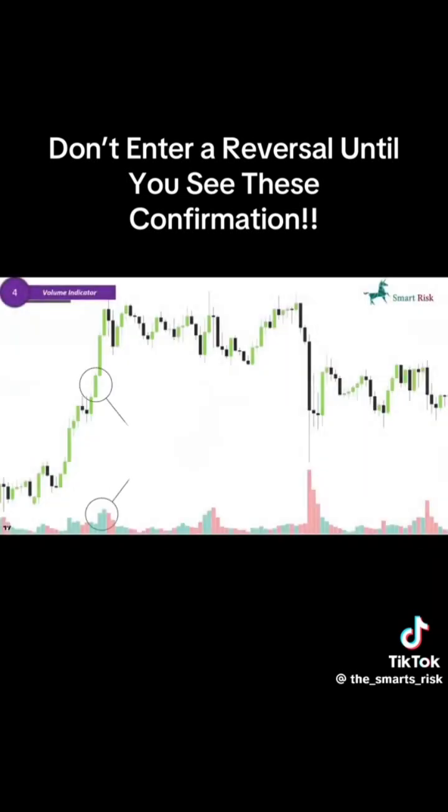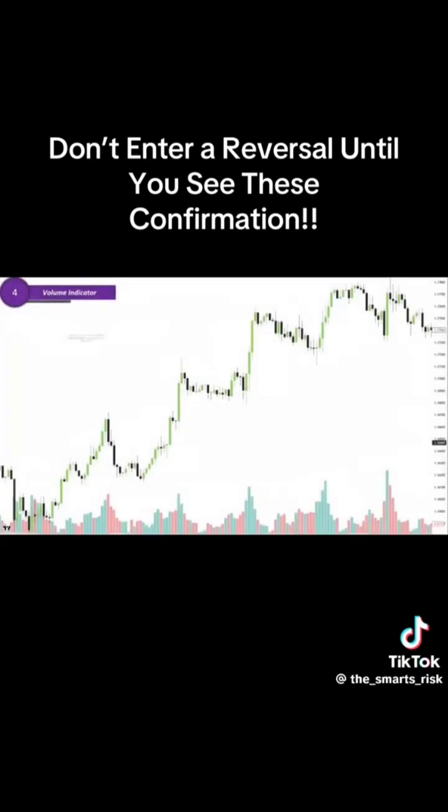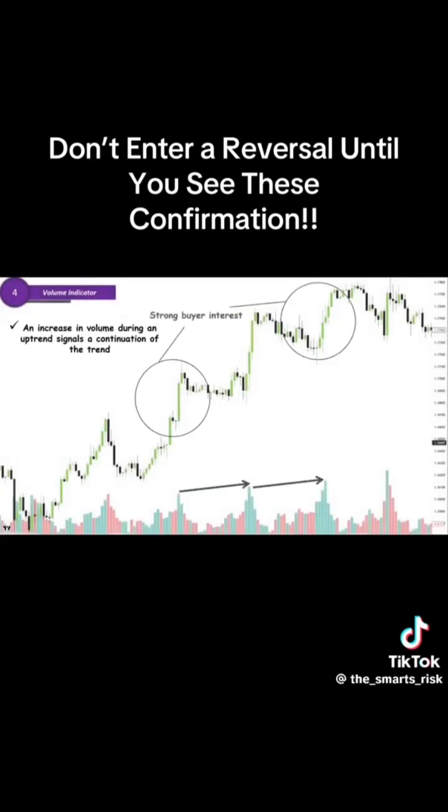Green bars usually appear when a candle closes above its open, showing bullish volume. Red bars usually appear when a candle closes below its open, showing bearish volume. When volume increases during an uptrend, it confirms strong buyer participation and supports continuation.